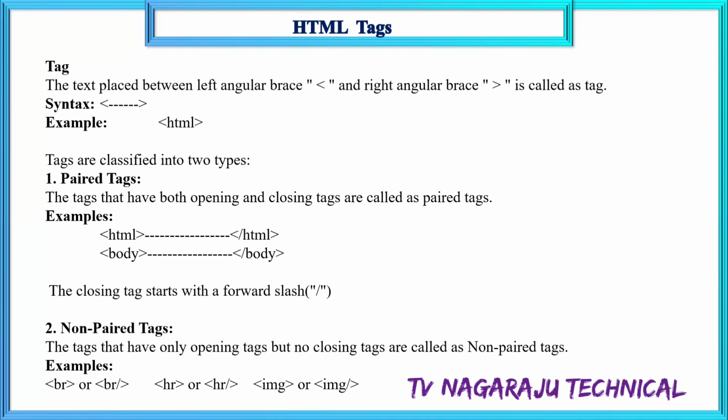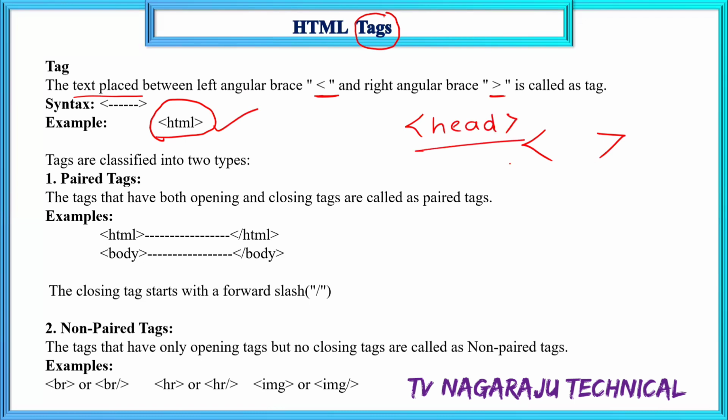The first and very important term everyone must know is tag. This is a very important term. What is a tag? A text that is placed between the left angular bracket and the right angular bracket. This is called a tag. Here, see this one. HTML is a tag. For example, head. Head is a tag. Body. Body is a tag. Title. Title is a tag. Anything that is placed between angular brackets is called a tag.